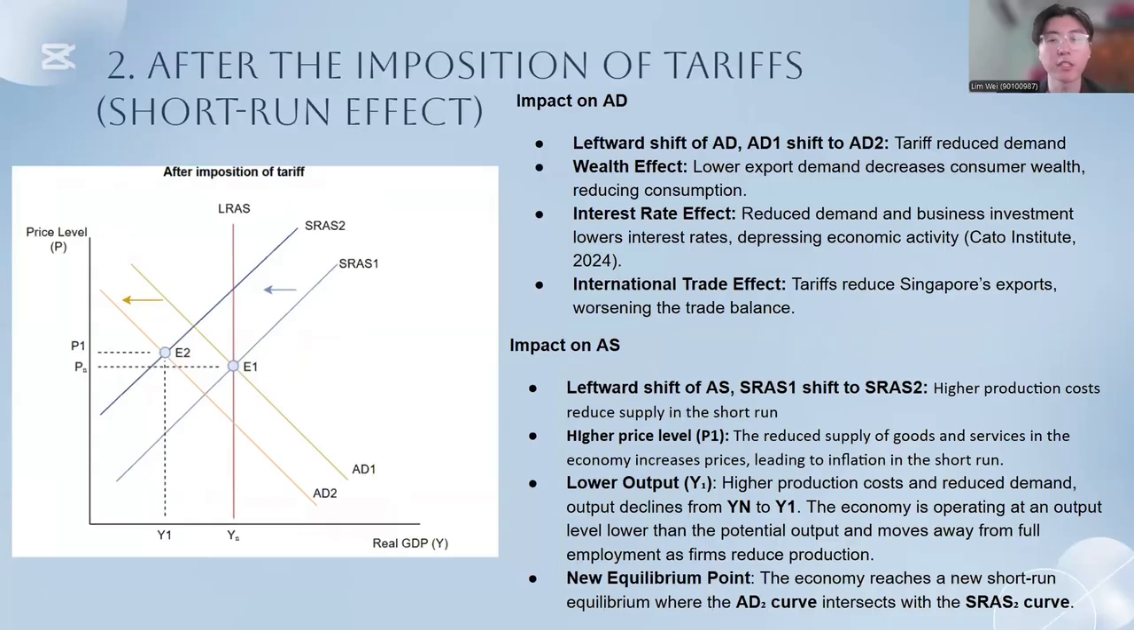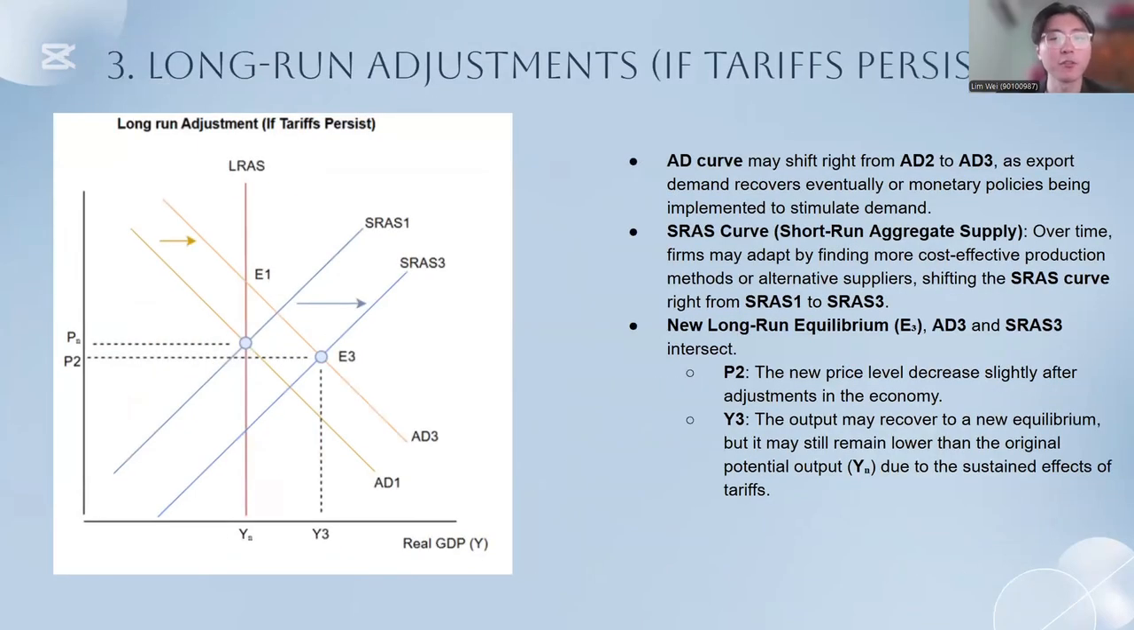But when the US imposes tariffs, especially on Singaporean exports, aggregate demand falls due to reduced export demand, shifting AD1 to AD2. At the same time, production costs rise, moving the short-run aggregate supply left from SRAS1 to SRAS2. The result is a new equilibrium with higher prices, which indicates inflation, lower output, and a move away from full employment.